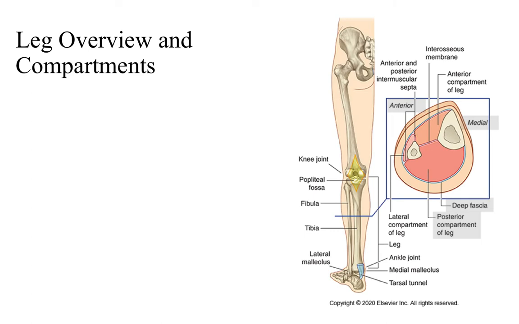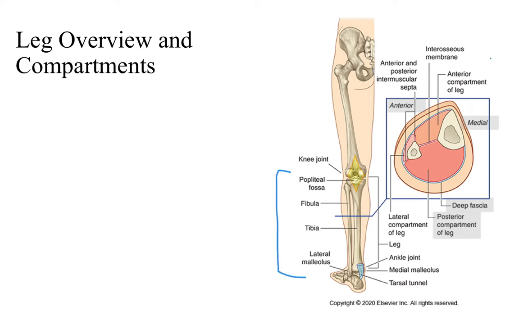So when we're talking about the leg, specifically what we are referring to is that portion that's between the knee and the ankle, otherwise known as our lower leg. And just like we did with the thigh, we're going to divide the lower leg into different compartments.